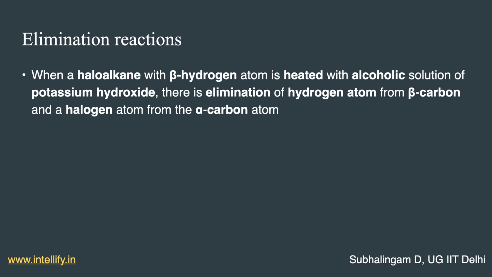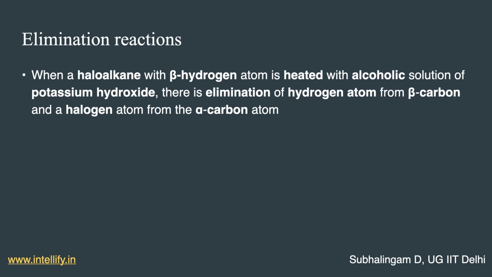As the name says, in elimination reaction, something is eliminated, which you would have seen in the previous classes also, that is in class 11. So when a haloalkane with beta hydrogen, what is beta hydrogen? A hydrogen at beta position. What is beta position? A second carbon from the carbon to which the halogen is attached. So that is a beta hydrogen atom.